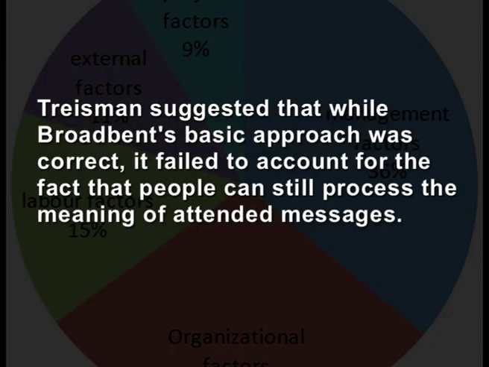Treisman suggested that while Broadbent's basic approach was correct, it failed to account for the fact that people can still process the meaning of unattended messages. Treisman proposed that instead of a filter, attention works by utilizing an attenuator that identifies a stimulus based on its physical properties or by meaning.